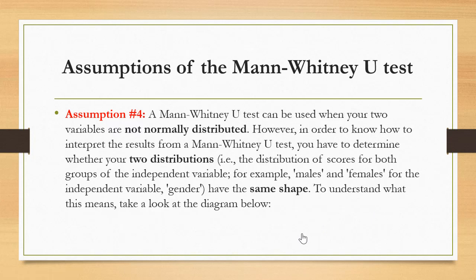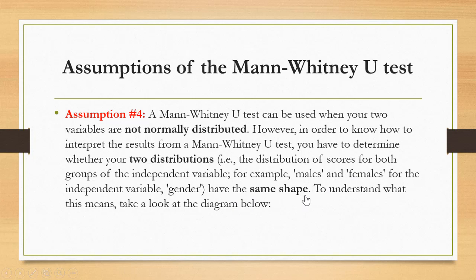For assumption number 4, the Mann-Whitney U-test can be used when your 2 variables are not normally distributed. So there is no assumption of normality here. However, in order to know how to interpret the results of a Mann-Whitney U-test, you have to determine whether your 2 distributions, that is the distribution of scores for both groups of the independent variable, for example, males and females for the independent variable gender, have the same shape.